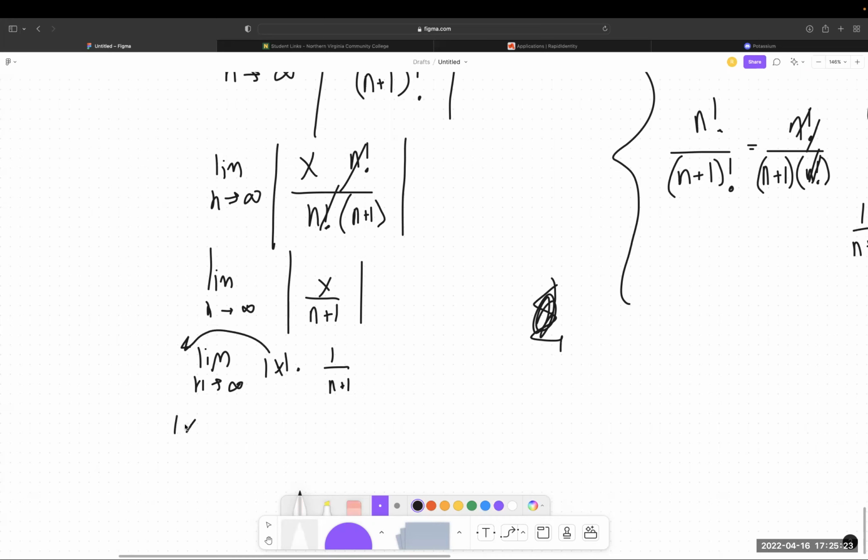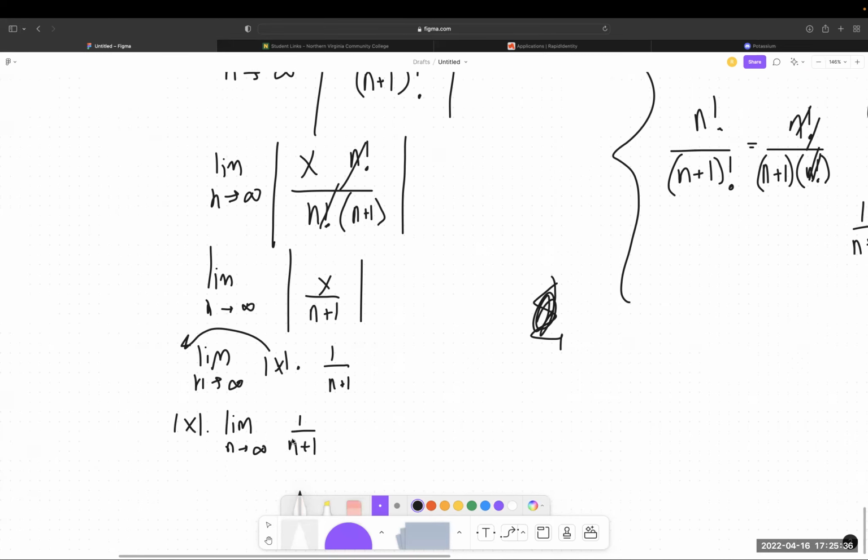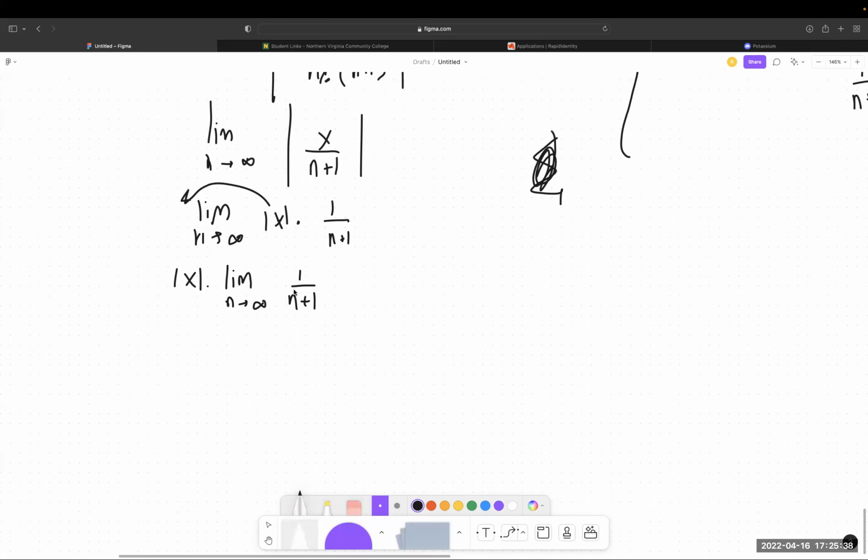I'm going to pull this out for the same reason I described in the previous problem. By the time we get to this point, that x is a constant. It doesn't matter what they throw at me. Whatever they throw at me is going to be a constant, right? And this is what we have. So what's the limit of this 1 over n plus 1? Well, we know that is going to be 0. When you have a constant over infinity, that's 0. So it's really just this times 0, right?